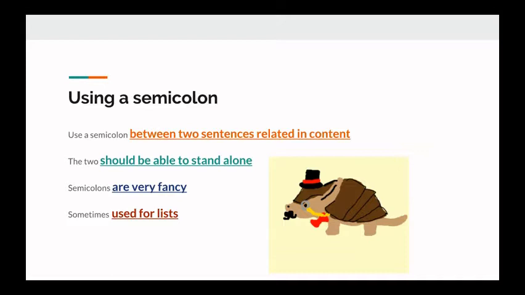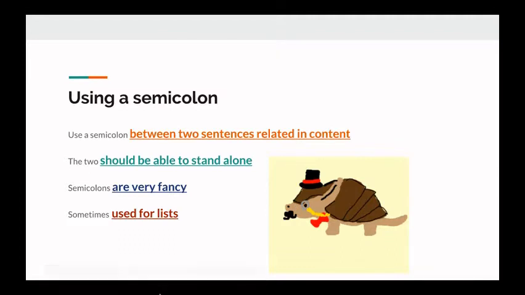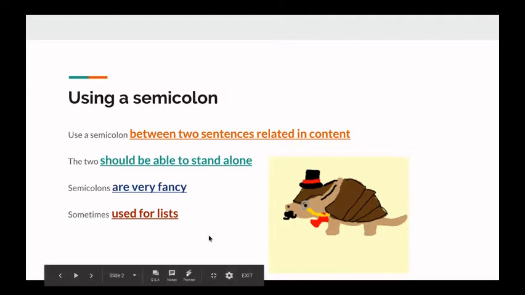Did you know that semicolons are very, very fancy? Just like this armadillo here. Finally, semicolons can be used for lists, but not as often. So let's look at some examples to really understand how to use a semicolon.